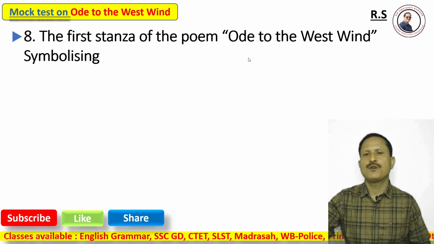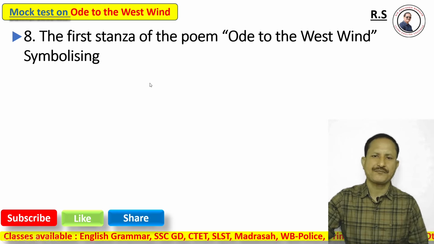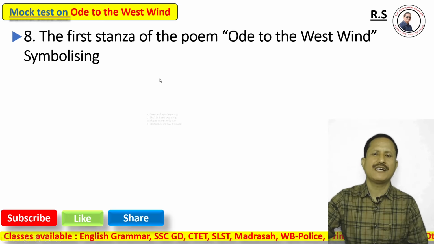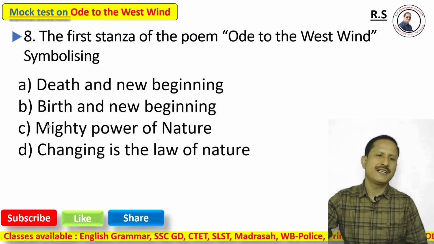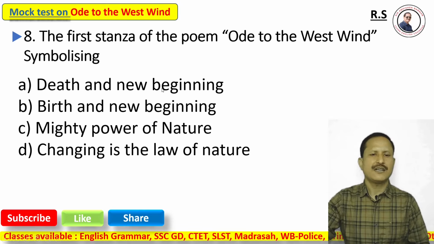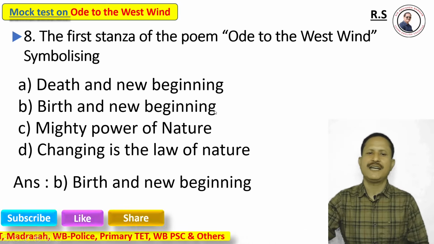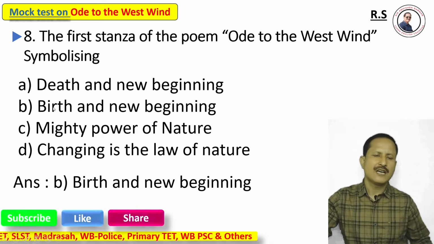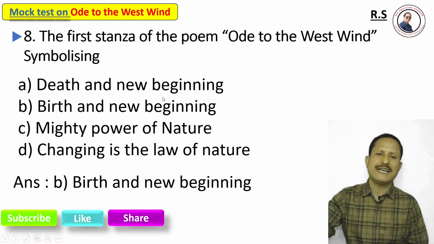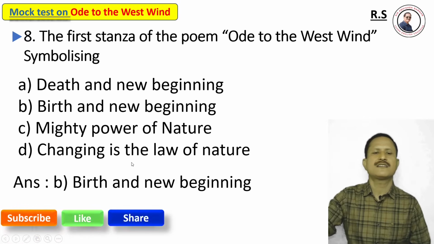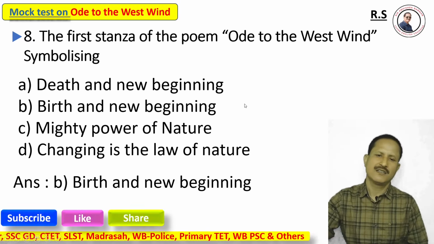Next question number 8. What does the first stanza of the poem Ode to the West Wind symbolize? Option A, death and new beginning. Option B, birth and new beginning. Option C, mighty power of nature. Option D, changing is the law of nature. The right answer is option B, birth and new beginning. This is a very confusing question because all 4 options are quite correct, but option B is the most appropriate. That's why the correct answer is option B, birth and new beginning.